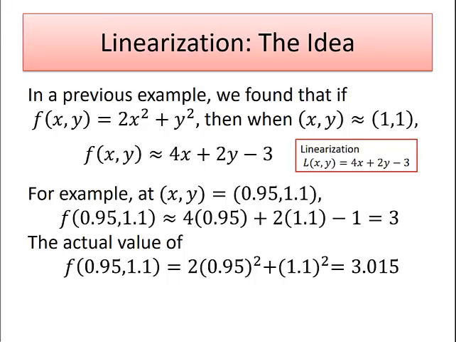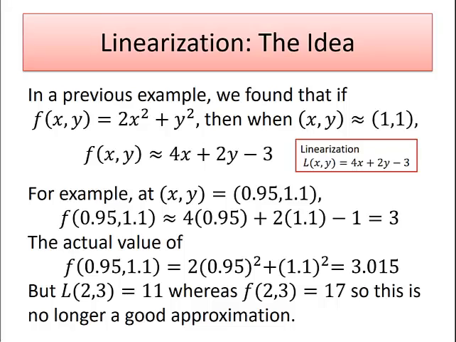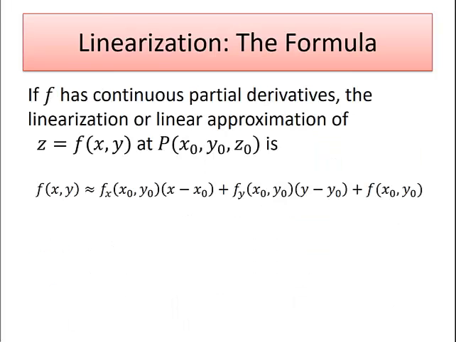However, it was important that the point we were interested in, the 0.95, 1.1, was really close to the point of tangency we worked with initially, that 1, 1 value. Because if we move farther away to the point 2, 3, then at 2, 3, our linearization, our tangent plane, gives us the value 11, whereas the actual value of the function is 17. So it's no longer a good approximation because 2, 3 is just too far away from that initial point of tangency at 1, 1.